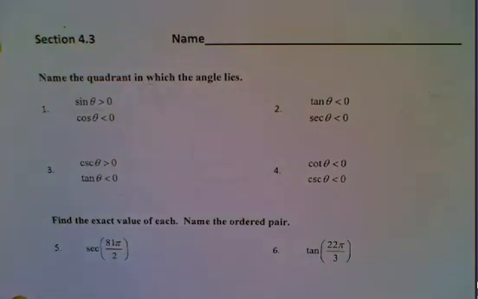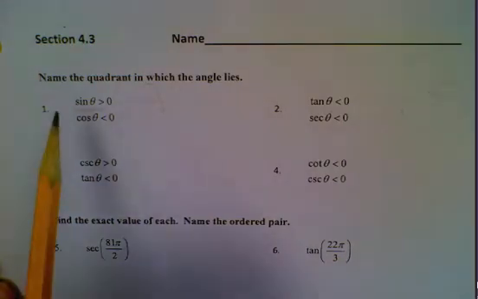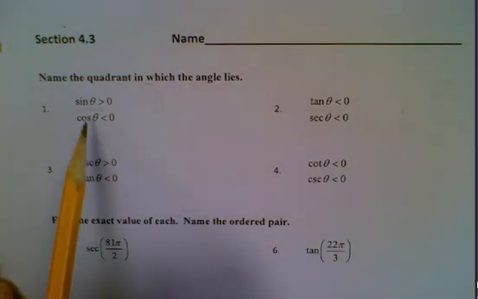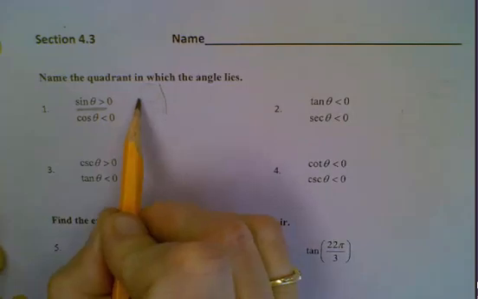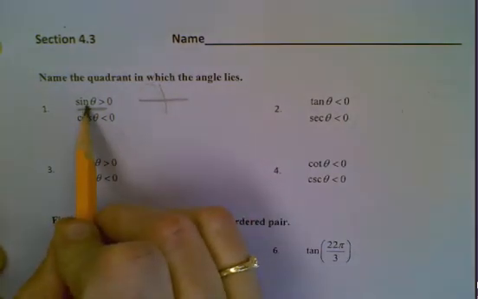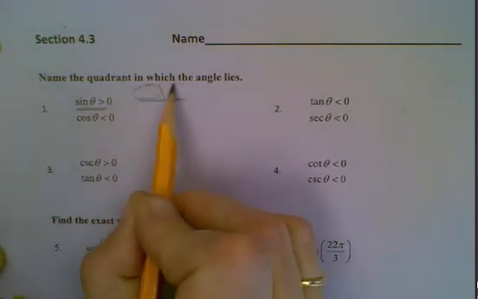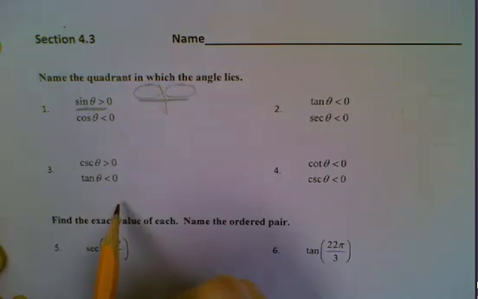Okay, here we go with worksheet 4.3. There are several different kinds of questions on here. The first group of questions is trying to get you to figure out what quadrant something is in. Each of these inequalities narrows it down to two quadrants. When you see the sine is greater than 0, that's the y value, so it's got to be in the first or the second.